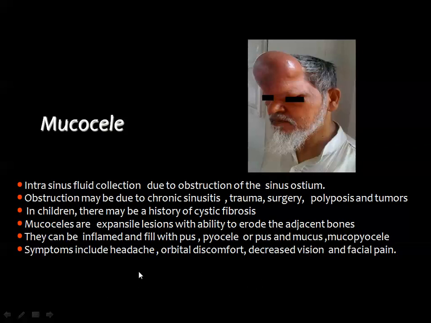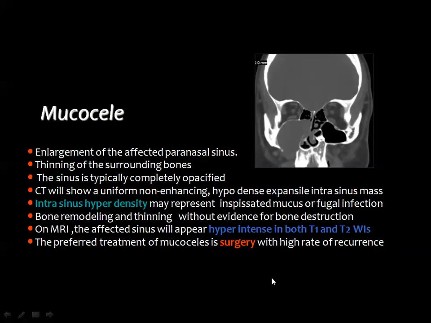The symptoms may include headache, orbital discomfort, decreased vision, and facial pain. And these are the imaging appearances of a mucocele, which is seen here involving the maxillary sinus on the right side. The sinus is expanded. The wall is thinned out all through. There is encroachment on the orbit and on the nasal fossa, and there is some bulge into the cheek as well.